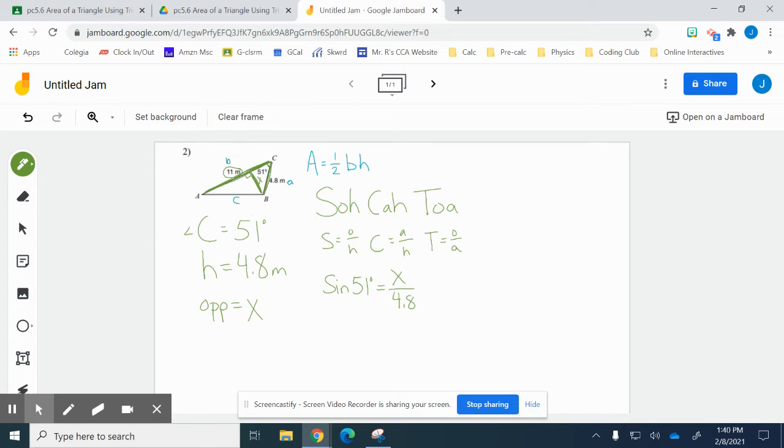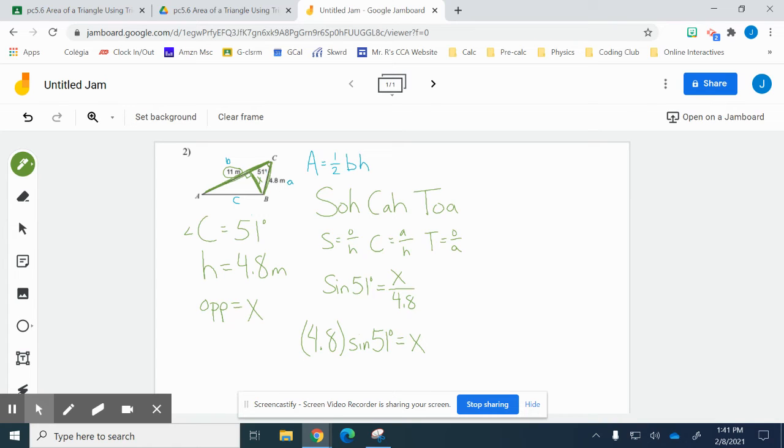Now we'll multiply both sides by 4.8, and they'll cancel out on the other side, and we'll get 4.8 times the sine of 51 degrees equals x. So then we'll have our x. Somebody borrowed my calculator. There it is, right there. Okay. So now we're going to do 4.8 times the sine of 51 degrees equals x.